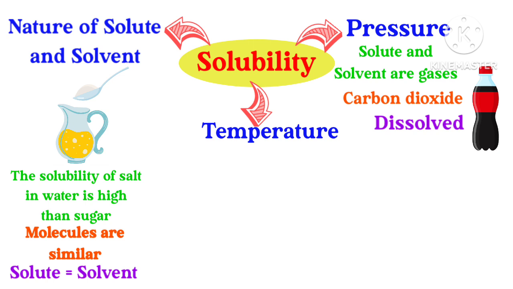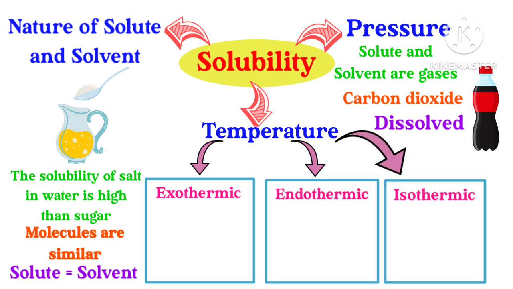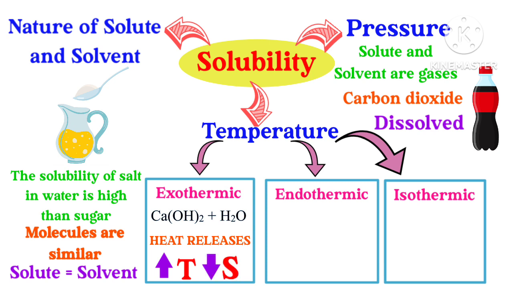To learn the effect of temperature on solubility, you must see the three chemical reactions: exothermic reaction, endothermic reaction and isothermic reaction. For example, when you add calcium hydroxide to the water, heat is released in the surrounding, which is called the exothermic reaction. Here if we increase the temperature, the solubility of calcium hydroxide in the water decreases.